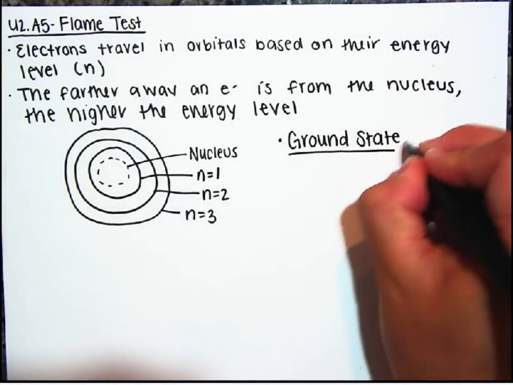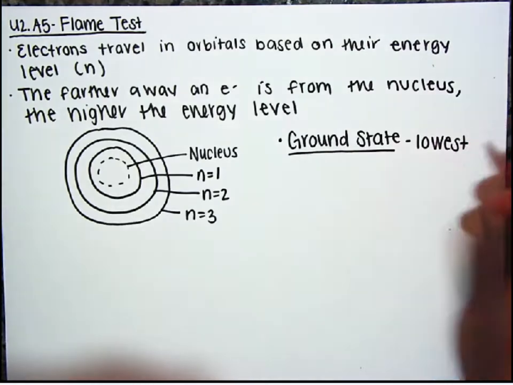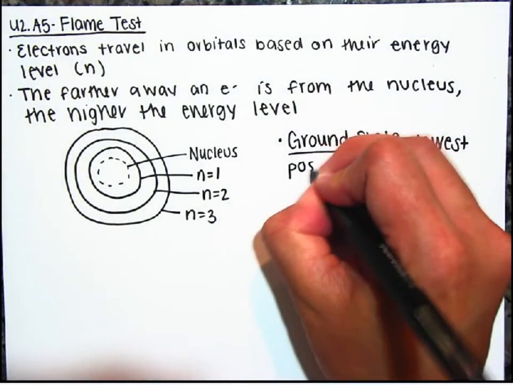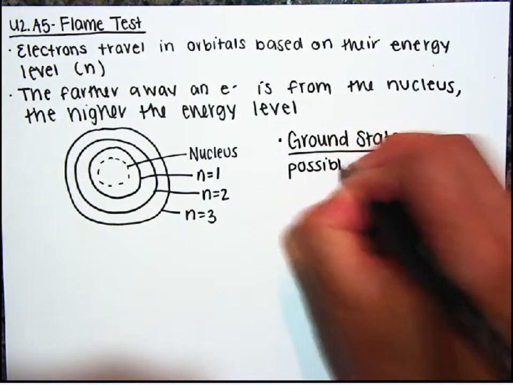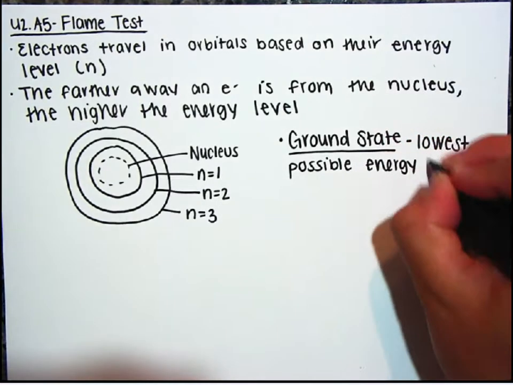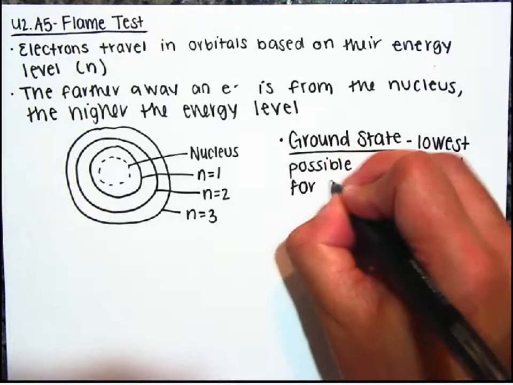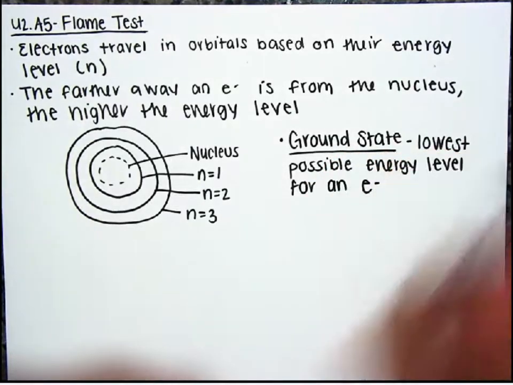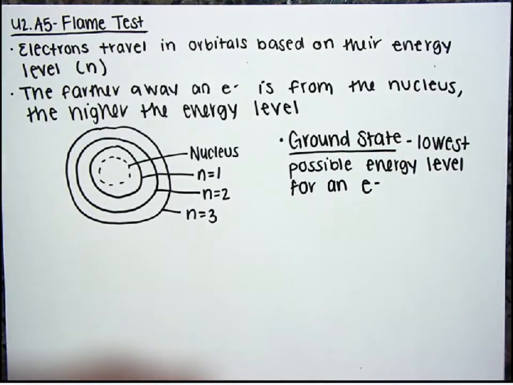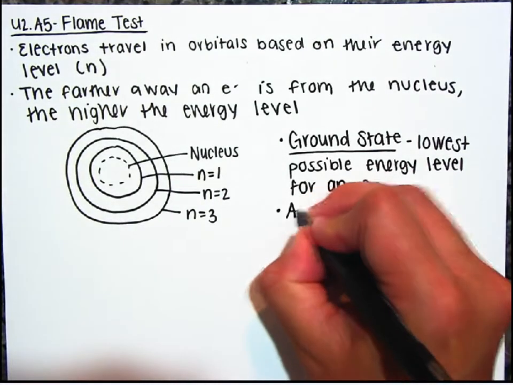The ground state. This is like an electron's home base. It is the lowest possible energy level for an electron. So the lowest energy level, the energy level that an electron starts in, is called its ground state. Well, electrons can absorb energy.